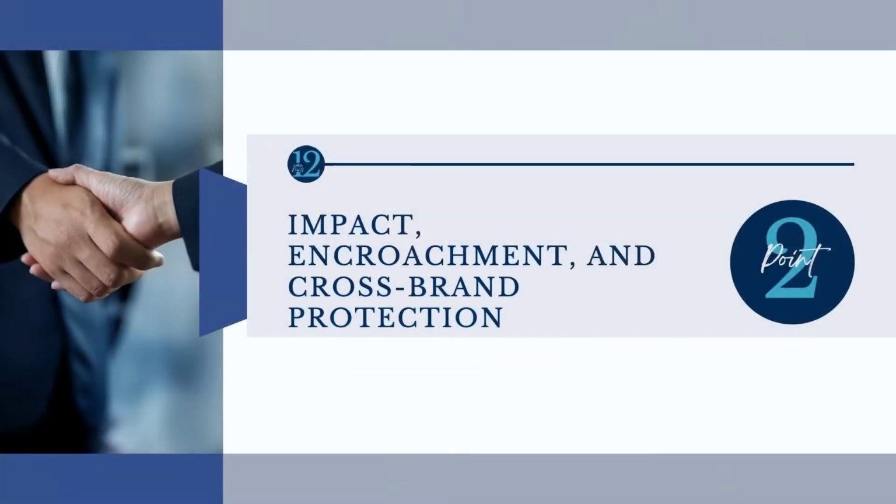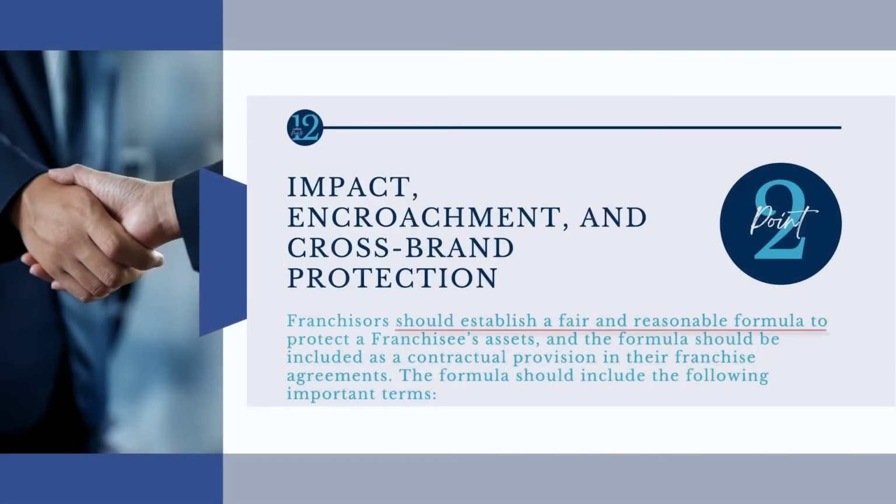Turning to point number 2, this is also a very important point for you to understand, and especially how it impacts your hotel. Point number 2 has to do with impact encroachment and cross-brand protection. In other words, the area protection, the AOP as we like to call it. As we set forth in point number 2, franchisors should establish a fair and reasonable formula to protect a franchisee's assets, and the formula should be included as a contractual provision in the franchise agreements.